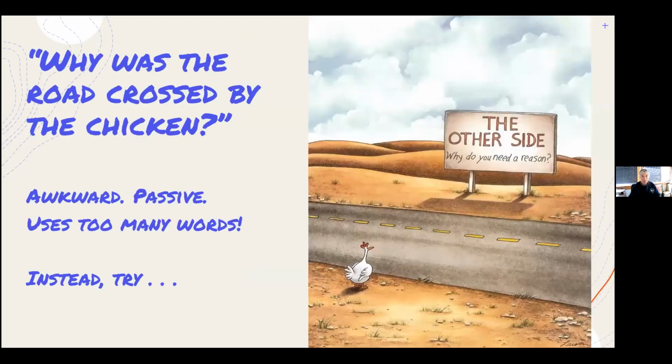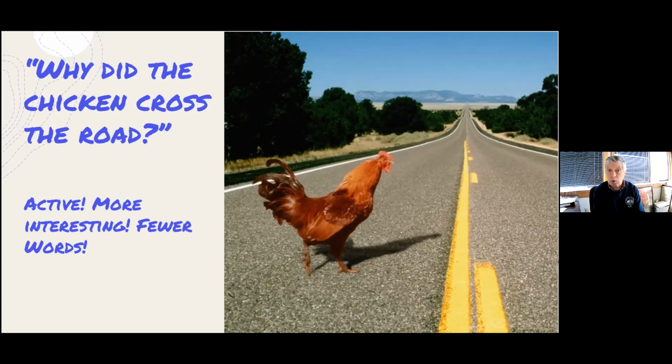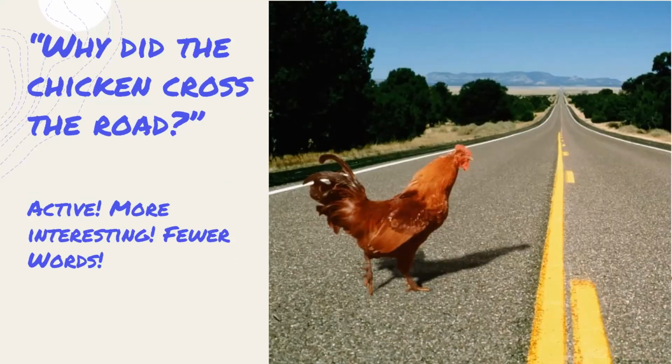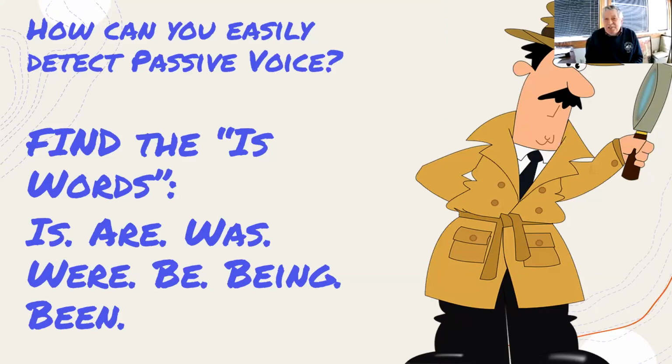So here's another example. Why was the road crossed by the chicken? Well, I guess the sentence is grammatically accurate, but you can tell it's awkward and it's passive, uses too many words. So let's try something else. Why did the chicken cross the road? It's active, it's more interesting, and it uses fewer words. So you can see you're tightening up your writing and you're making it clearer. It's easier to read, easier to understand. It makes things active.